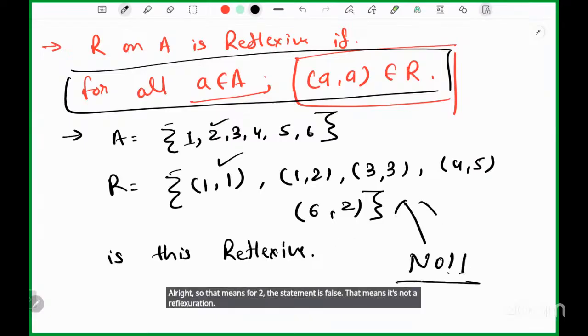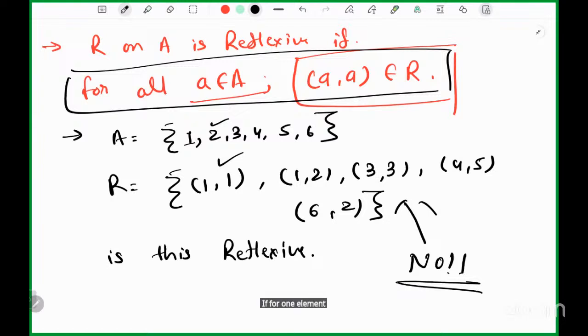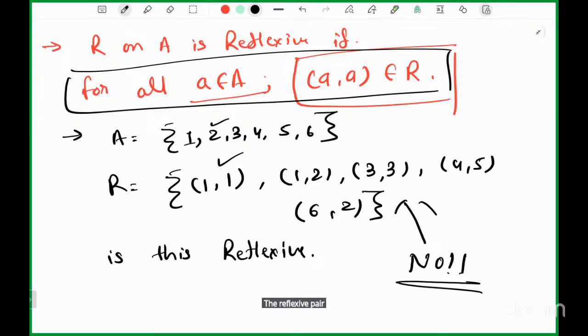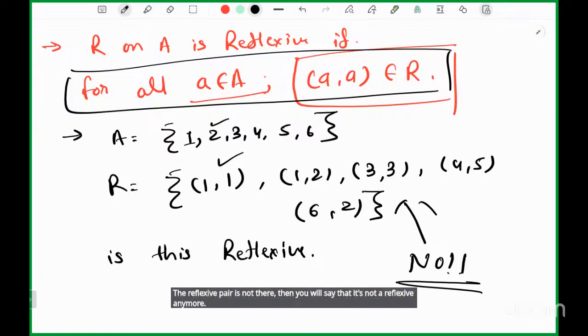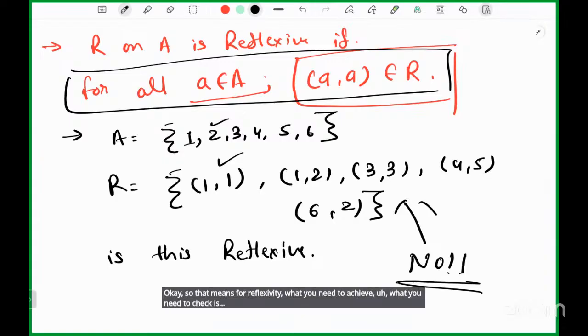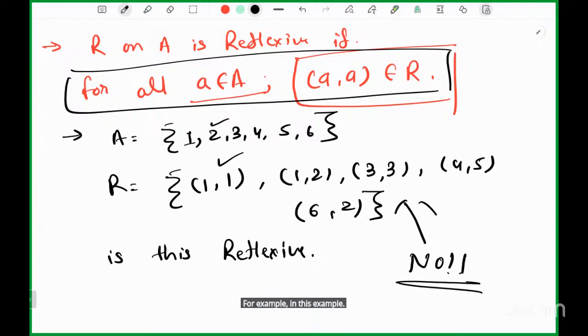If for even one element the reflexive pair is not there, that means (2, 2) is not there, or (3, 3) is not there, or for any single element the reflexive pair is not there, then you will say that it's not a reflexive relation. So for reflexivity, what you need to check is that for all a belongs to A, the pair (a, a) should be there. For example, in this example, (2, 2) is not there, so it's not a reflexive relation. Is that okay?